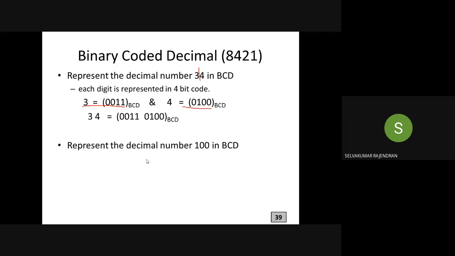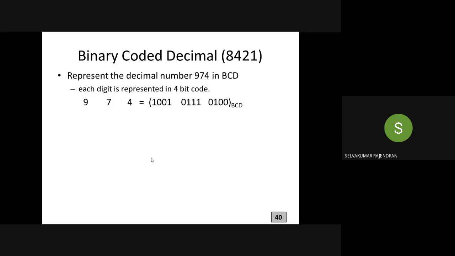Another example, the decimal number 100. Here also we have to split this number into 3 digits, and each digit can be represented by 4 bits. So 1 can be represented as 0001, and each 0 is represented as 4 zeros.